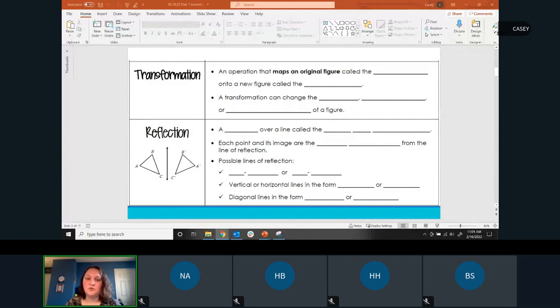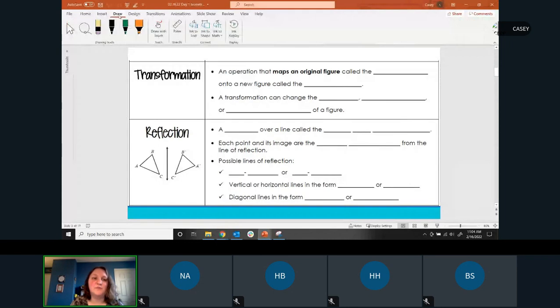In geometry, we're going to take a shape and we're going to change it. A pupa. Yeah, you got it. We're going to take a shape and we're going to change it somehow. Okay. So an operation that maps is just a fancy word for saying changes an original figure. And that original figure, we're going to refer to it as the pre-image. So what we start with, you're going to hear me call that the pre-image, what it looked like before we changed it into a new figure, and we're going to call that new figure the image.